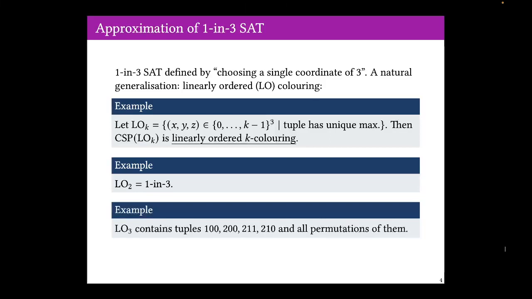If we go now to the next size step up, LO_3 contains the tuples (1,0,0), (2,0,0), (2,1,1), and (2,1,0), plus all symmetric permutations of them. Why is this the case? If the maximum is 1, as before, we get 1-in-3, basically. If the maximum is 2, then we must have exactly one 2, and then 2 values strictly less than it. So (2,0,0), (2,1,1), (2,1,0), and all their permutations. It would not be valid, for example, to allow the tuple (2,1,2) or (1,0,1).